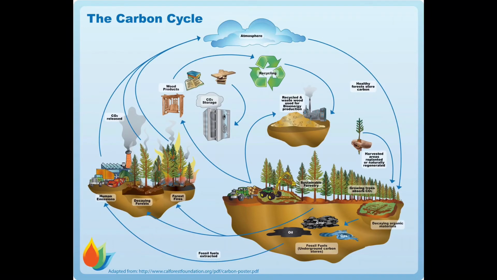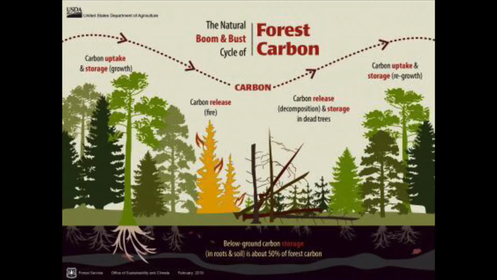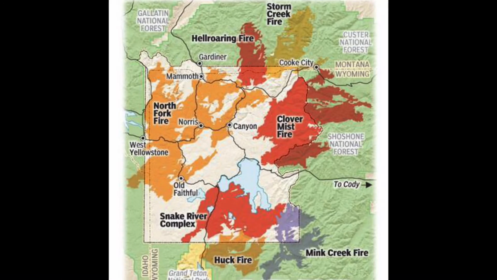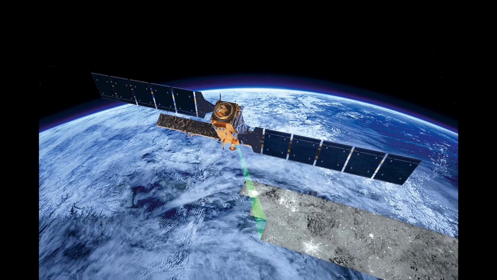Alrighty, guys. So today's lab is going to be lab 9, which is carbon in the forest. What we're essentially doing is figuring out how much carbon is released during a wildfire, particularly the Clover Mist fire. We're looking at Landsat images that covered this area in 1987, 89, 98, and 2008.